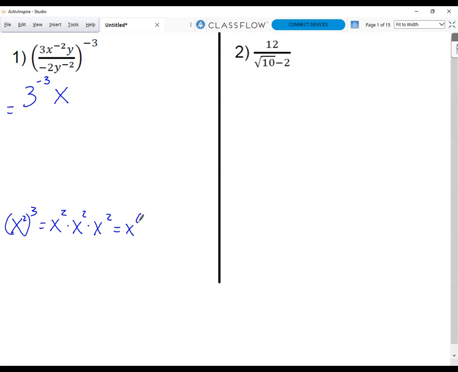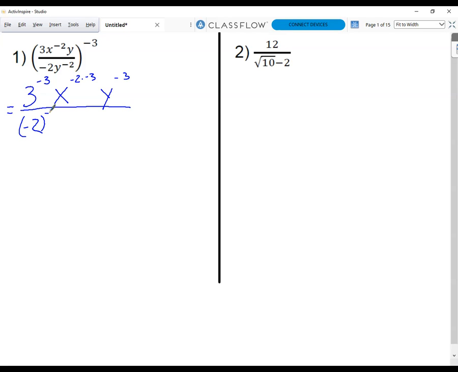X to the sixth, not 6. So what you're doing is you're multiplying the exponent. So this is going to become x to the negative second times negative third power. And this is going to be y to the negative third, because it's y to the first. This is all going to be over negative 2 raised to the negative third, and then y to the negative second times negative 3. Be careful when you're doing this negative 2 to the negative third power. It's that whole entity of negative 2. It's not just negative and then 2 to the negative third power. It's negative 2 to the negative third power.